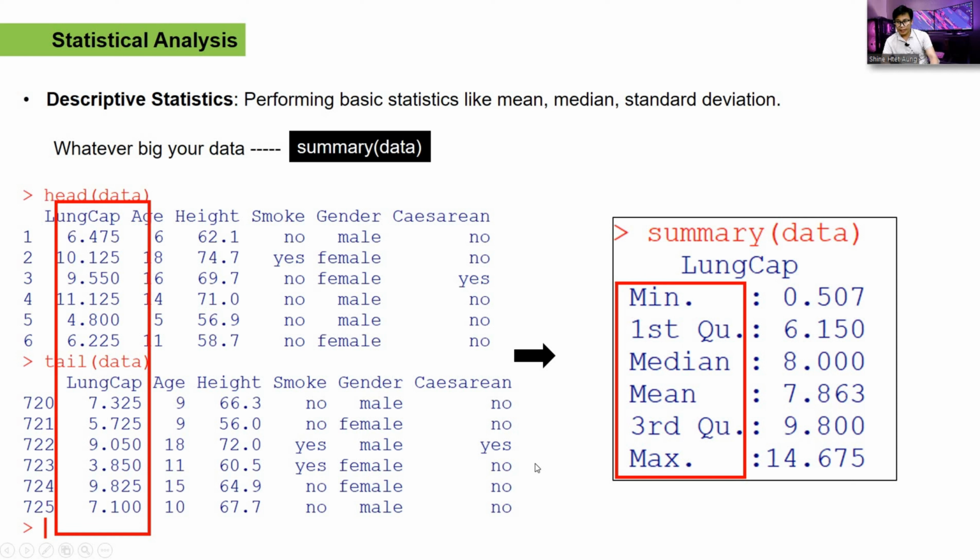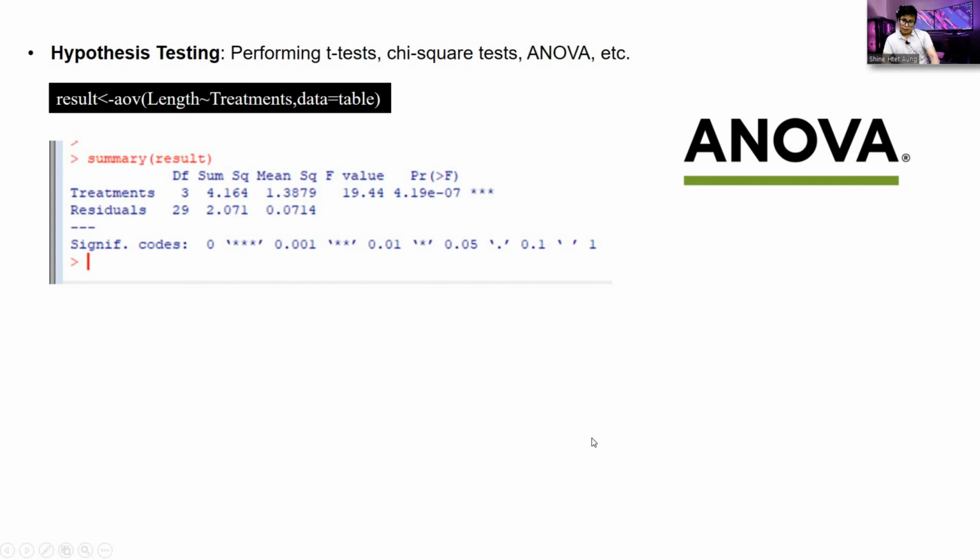That means by using our software, we can calculate statistics better than other software. And another thing, we can calculate hypothesis testing. That means the t-test, chi-square, or ANOVA.